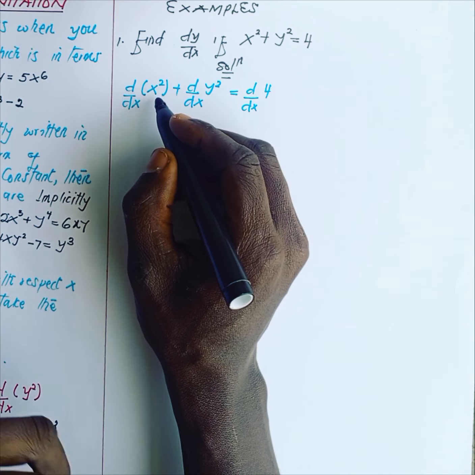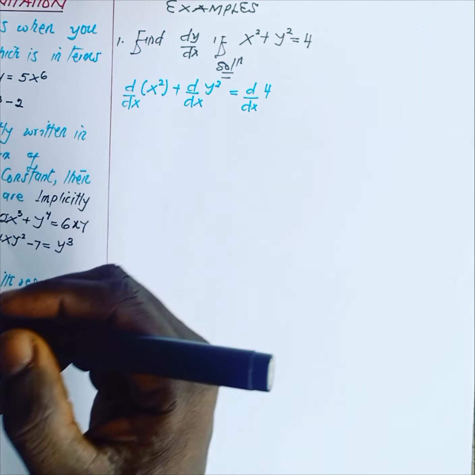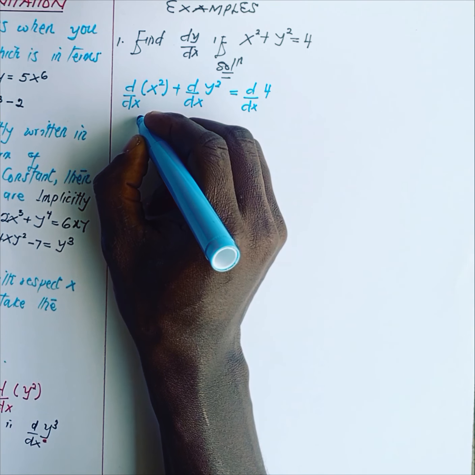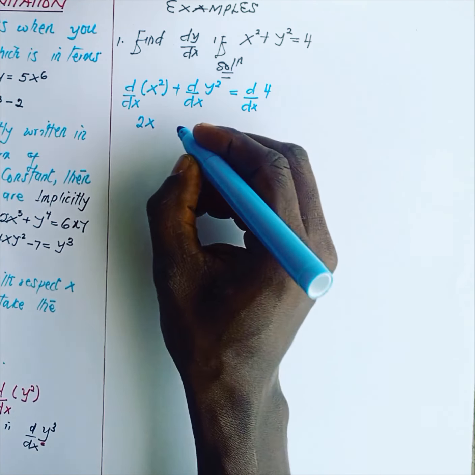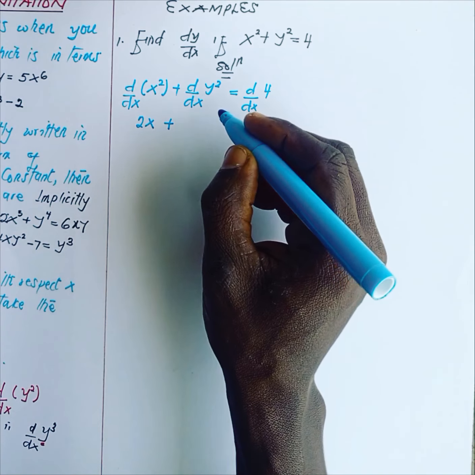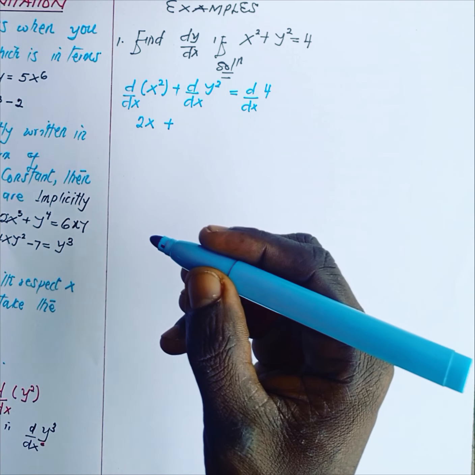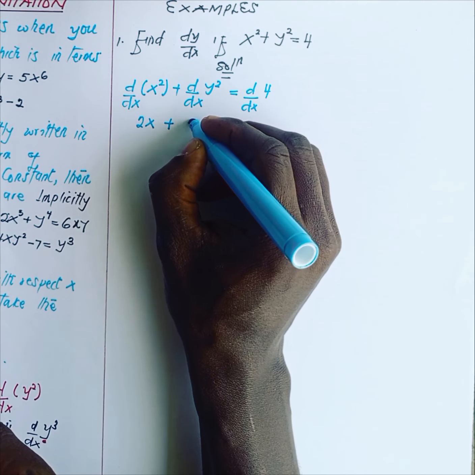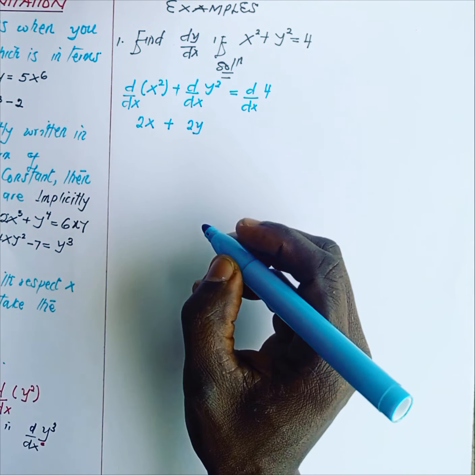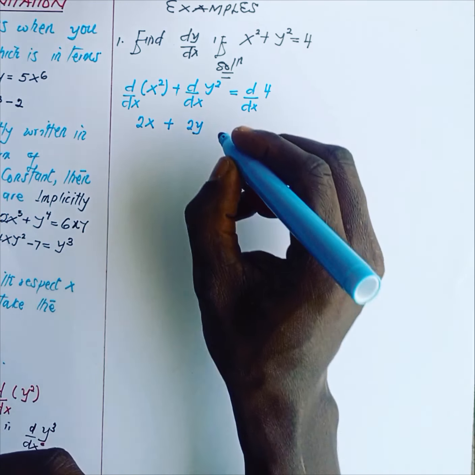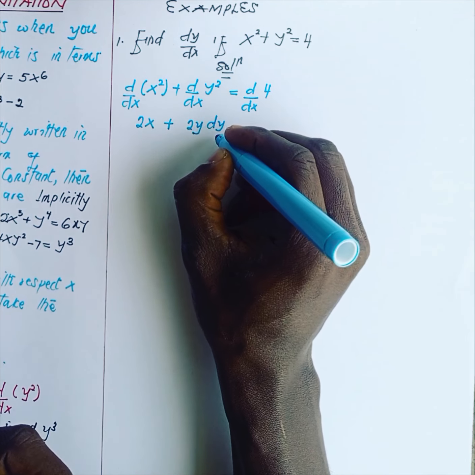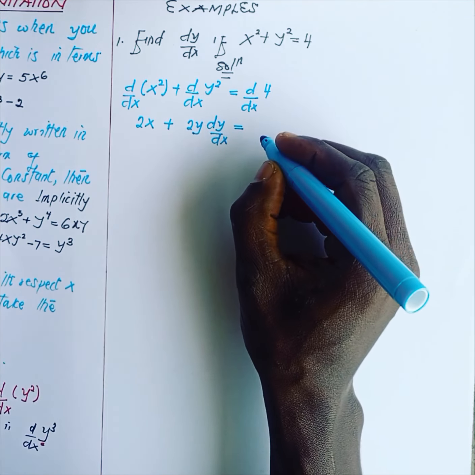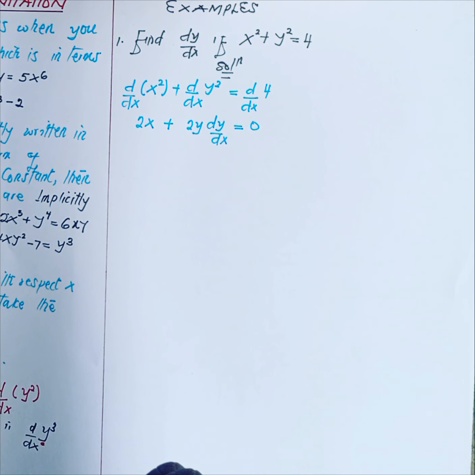So when we differentiate x squared with respect to x, we are getting what? 2x using the power rule. Now when we differentiate y squared using the chain rule, we are going to get 2y, and then I said we add dy dx, and when we differentiate a constant, we get 0.